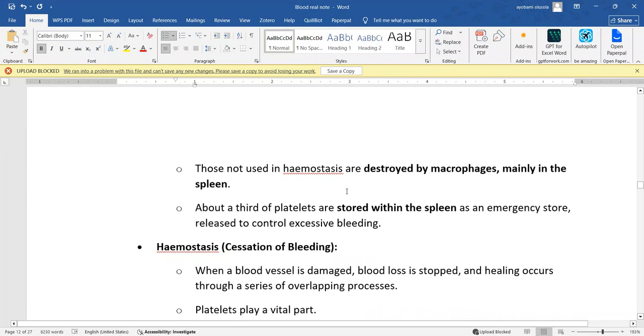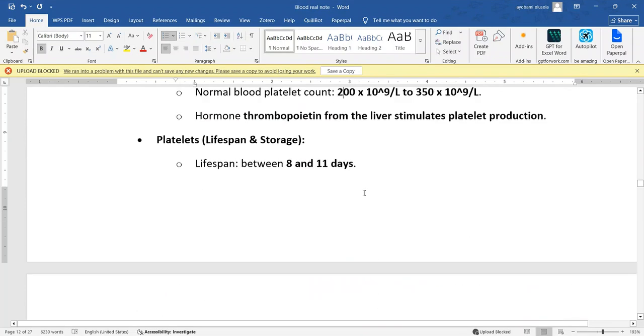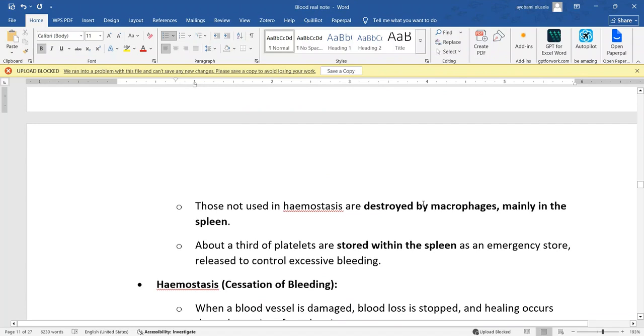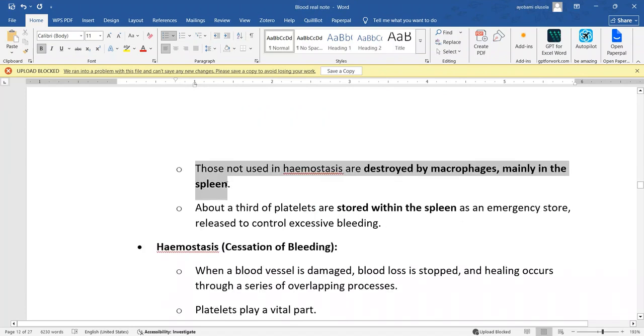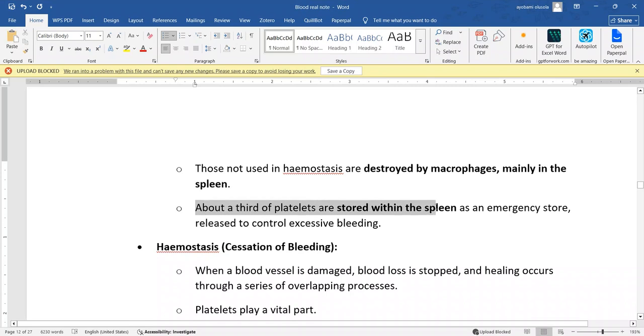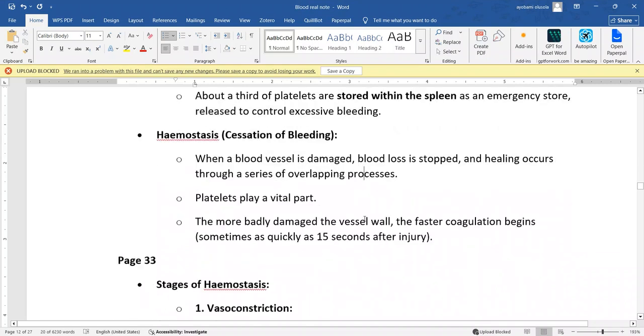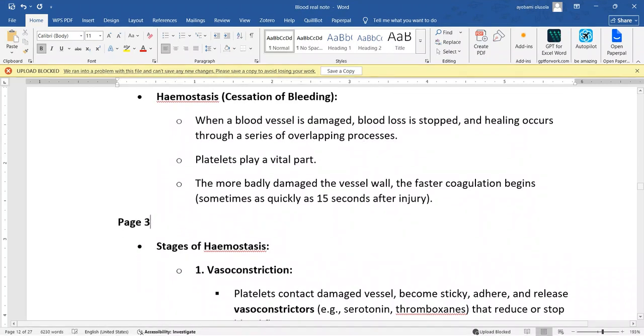I'm not sure you need all this information. The platelets that are not used in hemostasis are destroyed by macrophages, mainly in the spleen, so you will know that the spleen is very important for any type of blood cell destruction. Then about a third of platelets are also stored within the spleen as an emergency store, and they are released to control excessive bleeding. So let's talk about hemostasis.